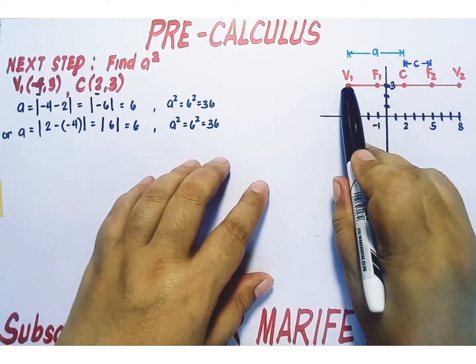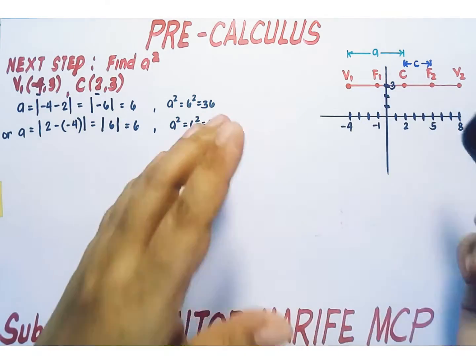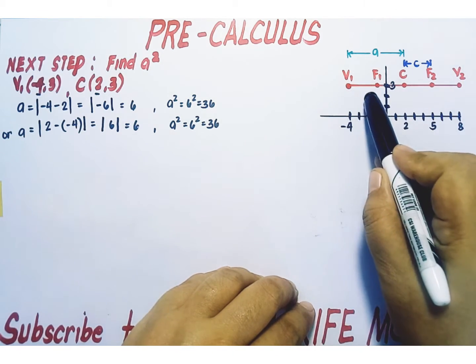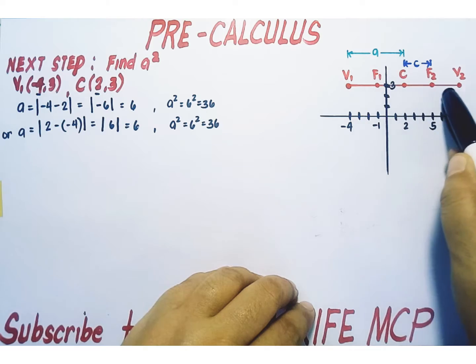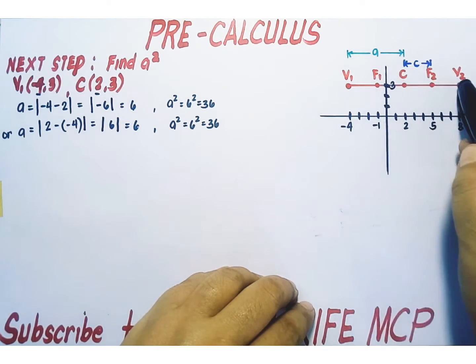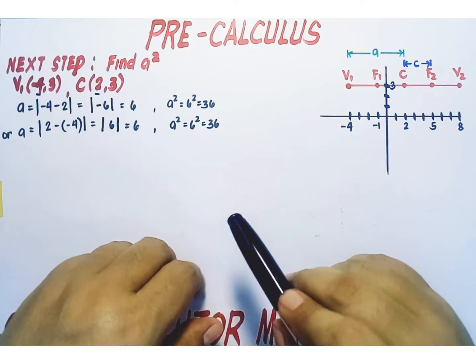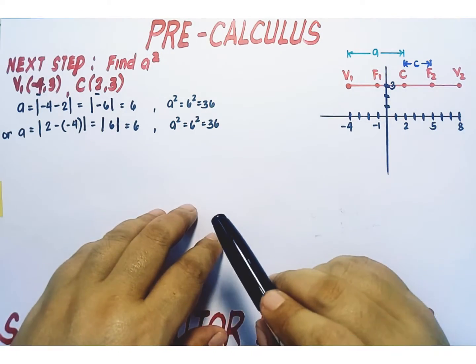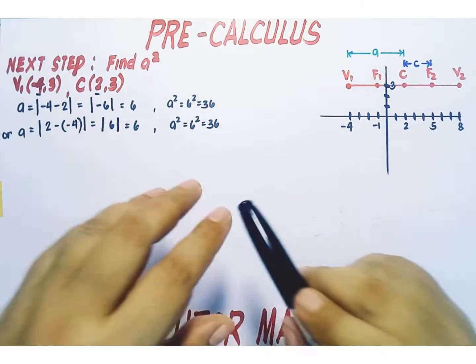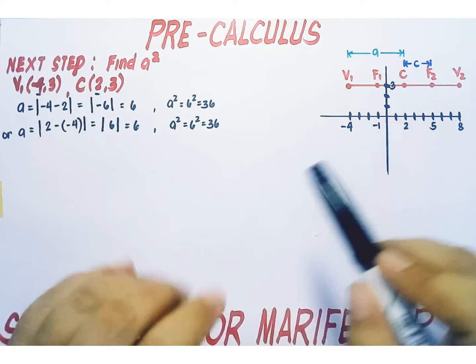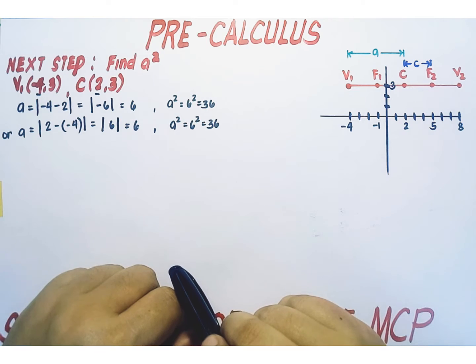By inspecting the graph of the major axis, we can see that the length of the major axis is equal to 4 units plus 8 units equals 12 units. 1/2 of 12 units is equal to 6 units. Therefore, a is equal to 6 and a squared is equal to 6 squared, or 36.